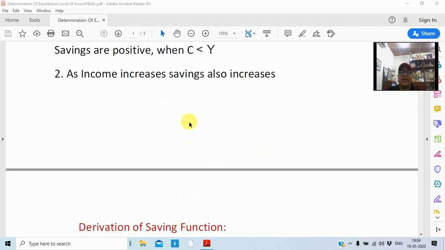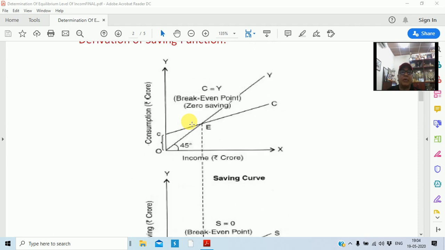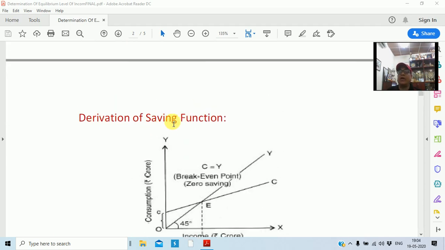Now the same we can show with the help of a diagram. This is very important from the exam point of view. This comes regularly. Explain the diagrammatic derivation of saving function from consumption function. So first we will draw in the first diagram the consumption function, that you know very well. This is our consumption function.